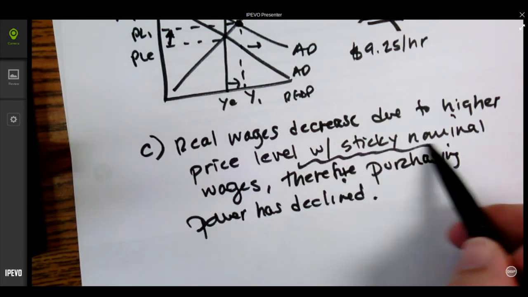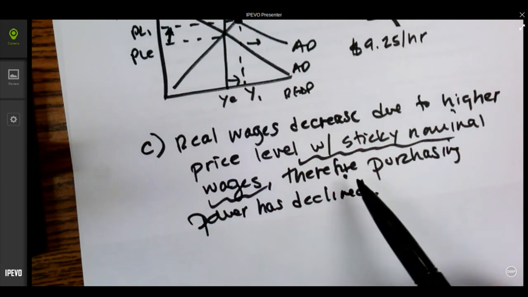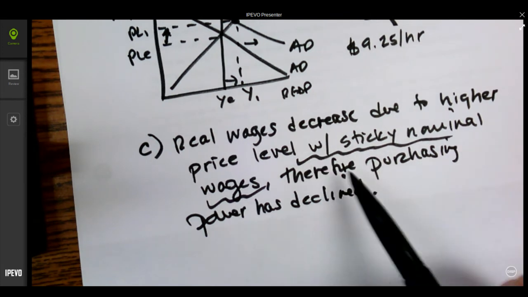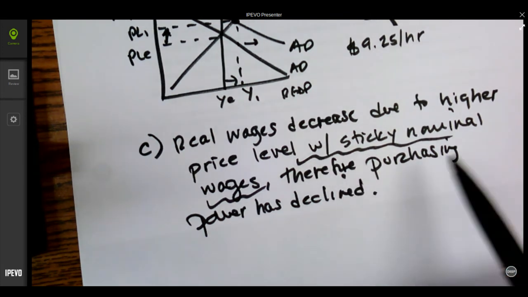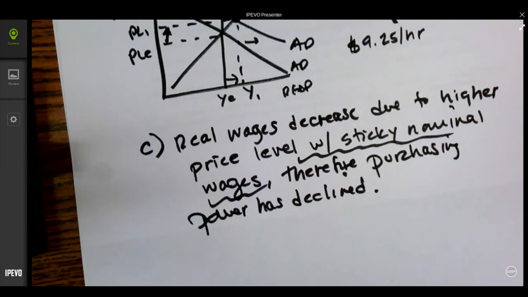This part of it, I feel like you could explain a little bit better. You could have said something like, because nominal wages are sticky in the short run, their real wages will decrease due to higher price levels. Maybe you could write that a little bit more grammatically sound. I'm sort of going off the top of my head at the moment.